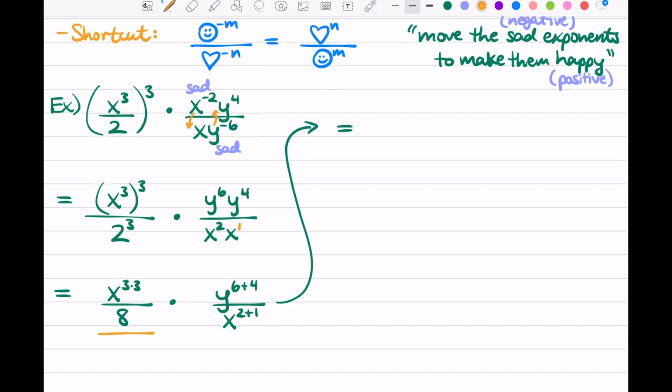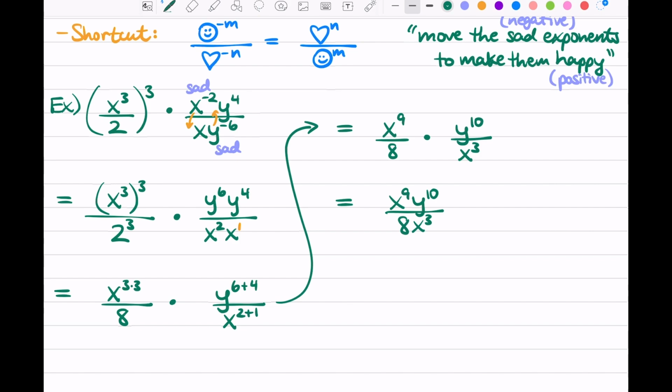Looking back at our first fraction, 3 times 3 is 9. So we can write this as x to the 9th over 8. And our second fraction, 6 plus 4 is 10. So we have y to the 10th power divided by, and 2 plus 1 is 3. So we have x to the third power. Now each of our fractions is simplified, so we can multiply them together. Multiplying across, we get x to the 9th times y to the 10th divided by 8x to the third.